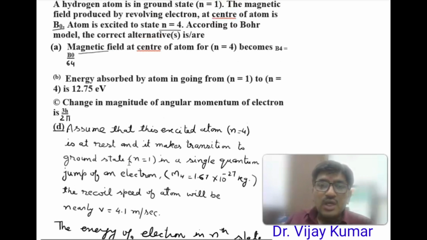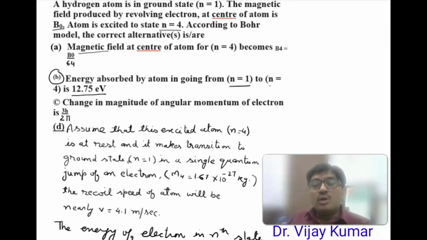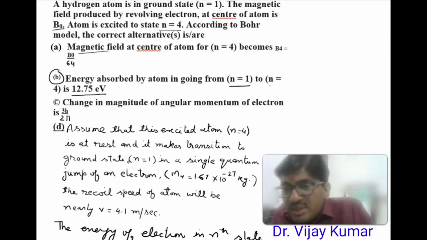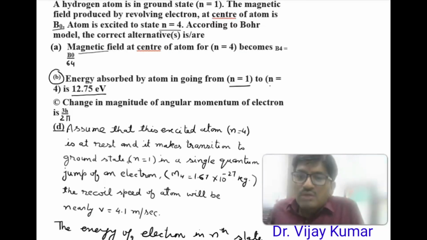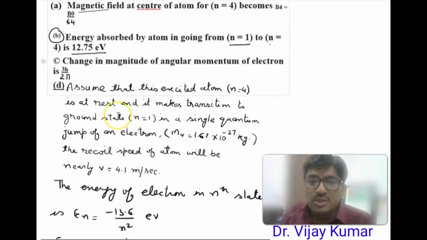And if we check the energy in option B, the energy absorbed by the atom in going from n equal to 1 to n equal to 4 should be 12.75 electron volt. So option B is the correct answer. As I have already mentioned, this question has more than one answer, so we will try the other options.